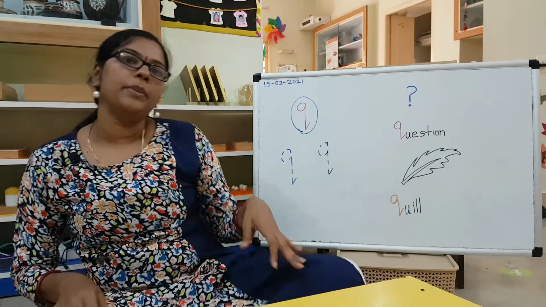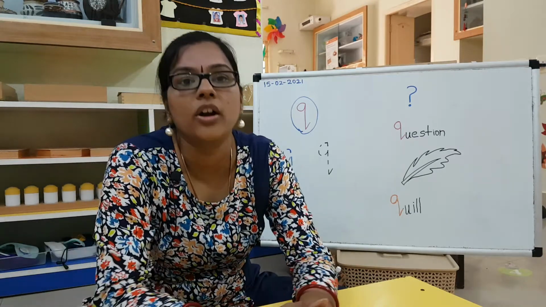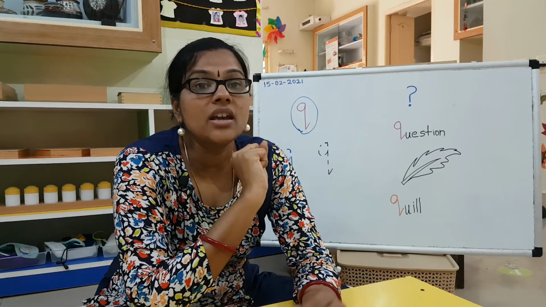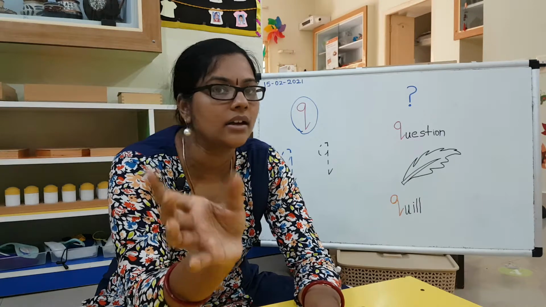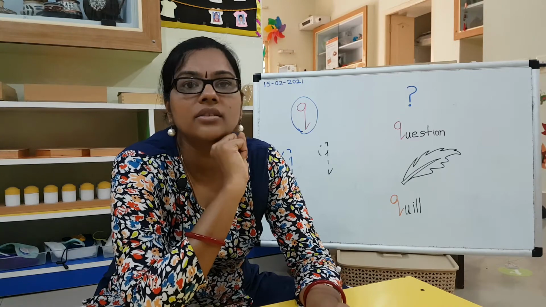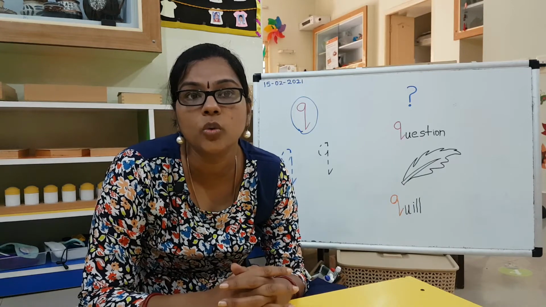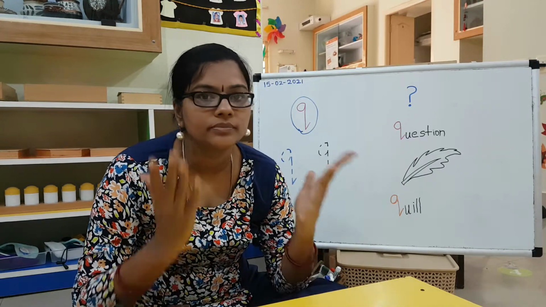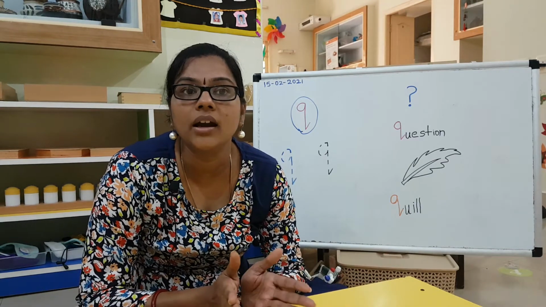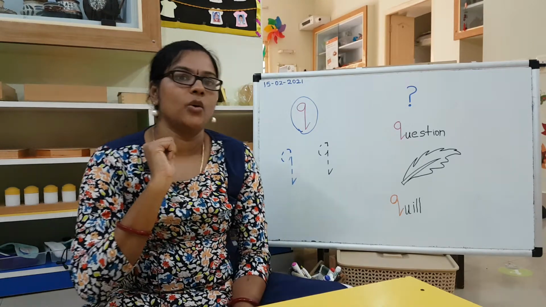What other words can we say with qua? When the class is noisy, what does the teacher say? Quiet, quiet. When I say quiet, the qua sound is clearly heard. Quiet. Then in the morning when we are getting ready for school, what does the parent say? Quick. Come on, quick. When I say quick, qua is heard. Quick.